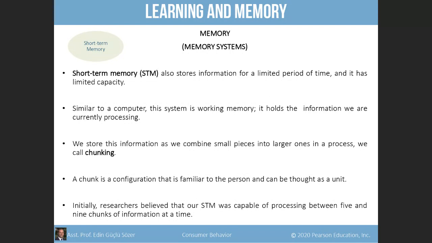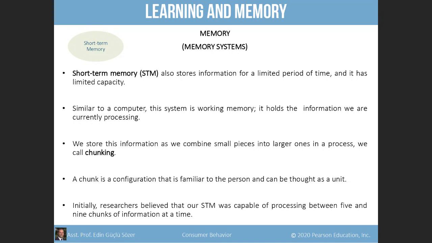Then the short-term memory is a place, or let's say a small warehouse, where we store information for a limited period of time, and it has no unlimited capacity. Our short-term memory is like the random access memory of computers. As you will remember, the RAMs of computers are keeping the records of what we are doing at that moment in order to speed up things in the computer.